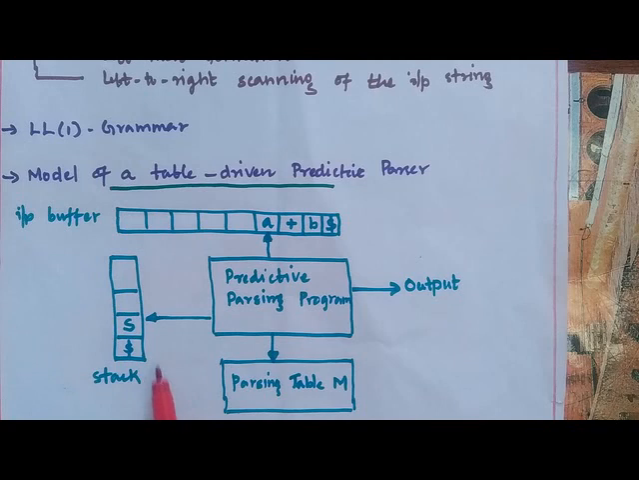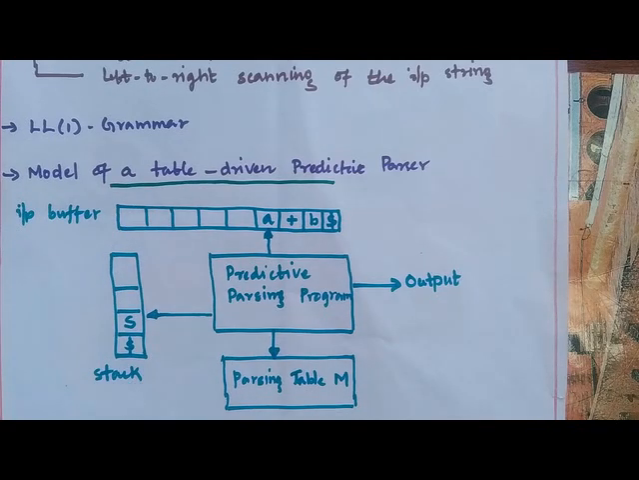Initially the stack bottom end marker is a dollar symbol, and the stack is used for storing non-terminals, and the predictive parser reads the stack top symbol to decide the action to perform. Then there is a parsing table M.